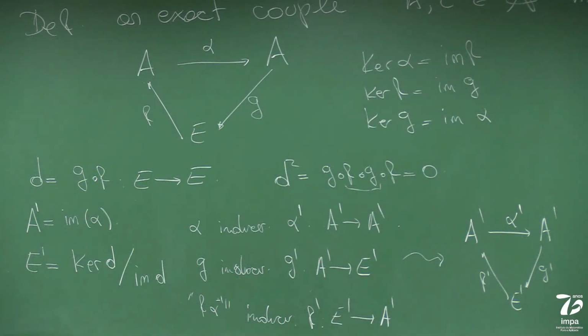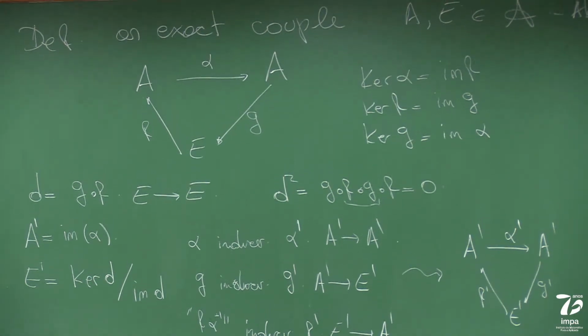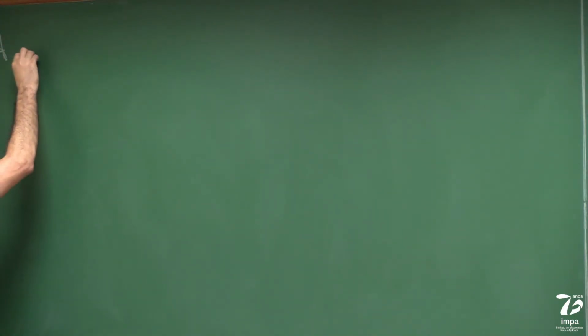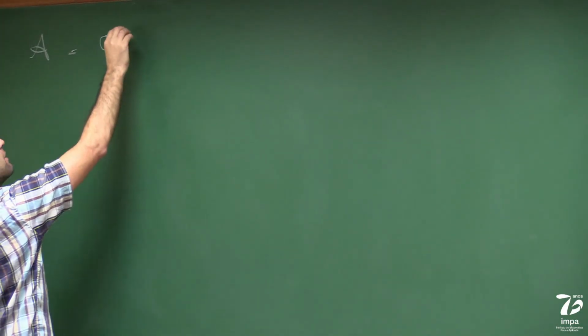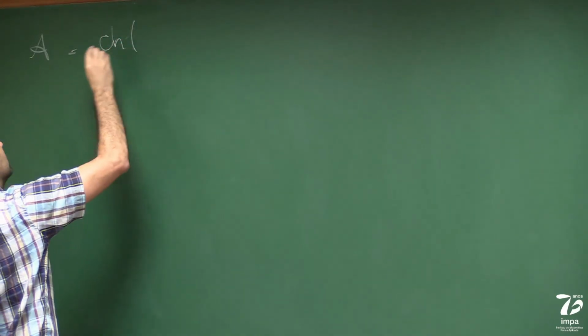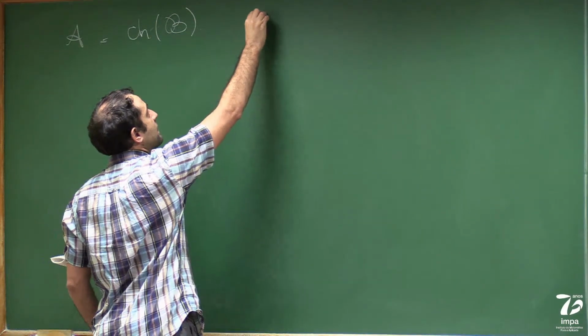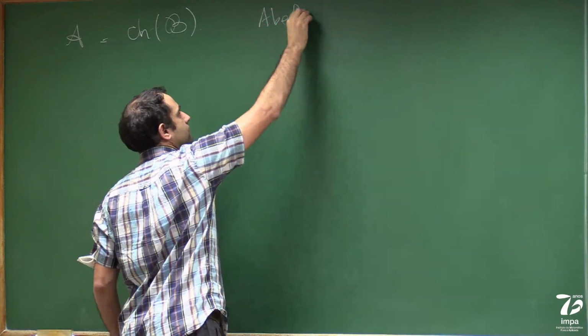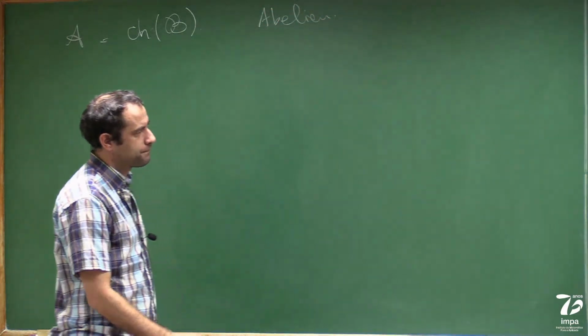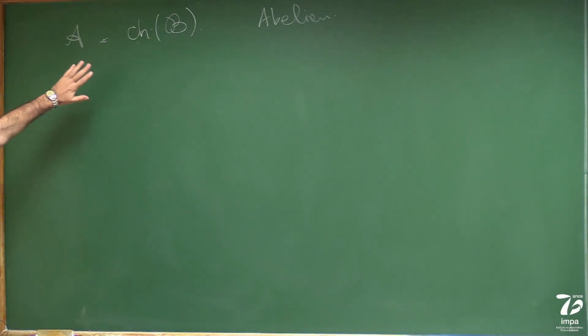So let's start with a different situation now. Right. So let me start with the situation where this abelian category is a category of complexes. So let's start with A being the category of complexes in a different abelian category. And this is also abelian. I'll forget about the grading for a second.